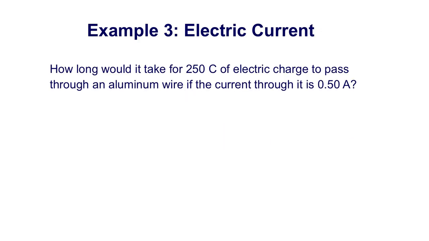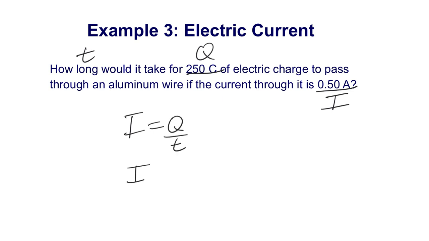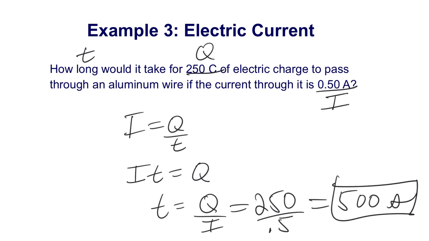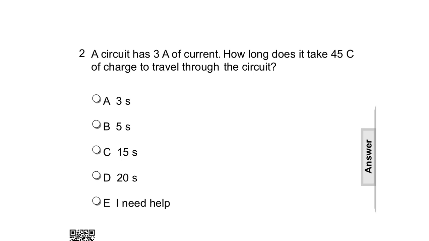So you should be able to do this one. How long would it take for 250 coulombs, okay, that's charge, to pass through a wire if the current is 0.5 amps? So that's I equals Q over T. Cross multiply, I times T equals Q. So T equals Q over I. That'd be 250 over 0.5. 250 over 1/2 is 2 times 250, which is 500 seconds it would take.